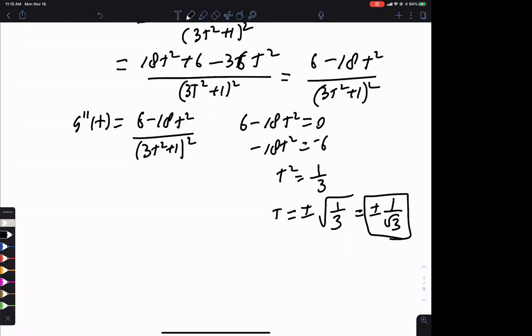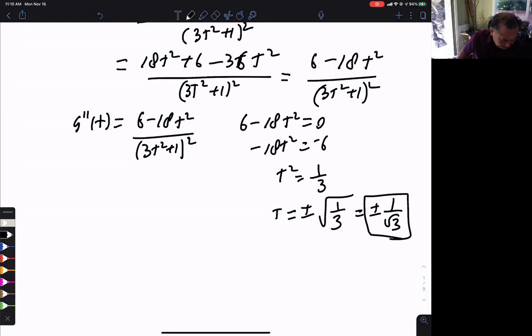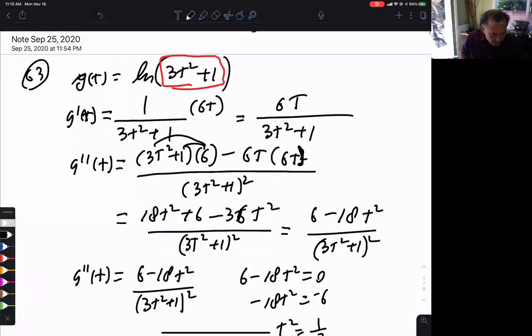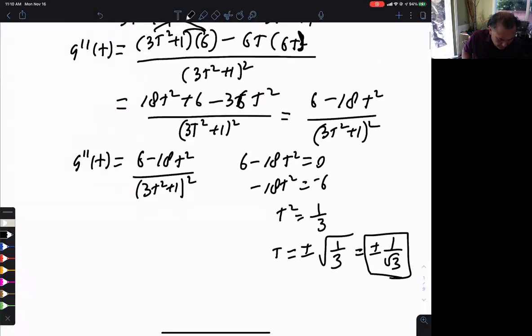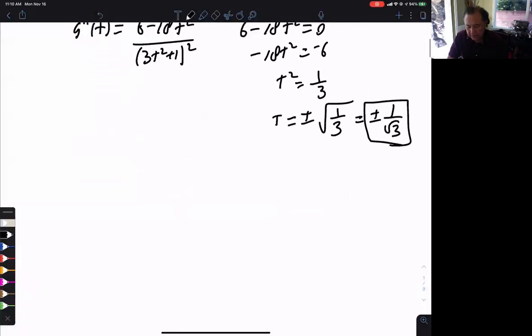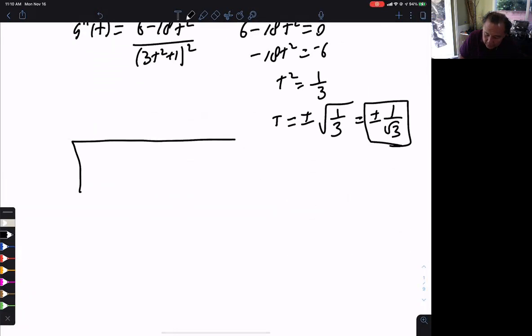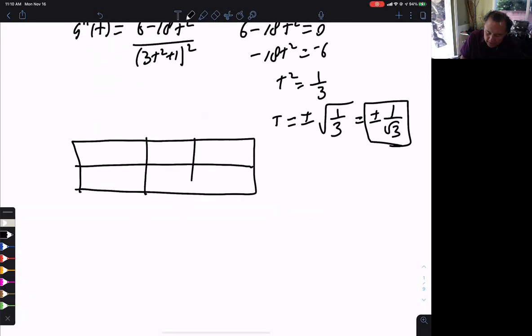Okay? So let's do this. What number are we doing? 63? Okay, looking good. So how do I do that? You don't have to do it with a table, but I highly recommend you do a table. The top of my table is a number line. I'm going to have my 2 critical points.